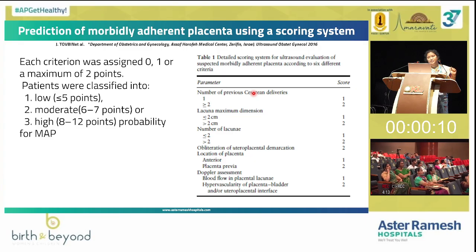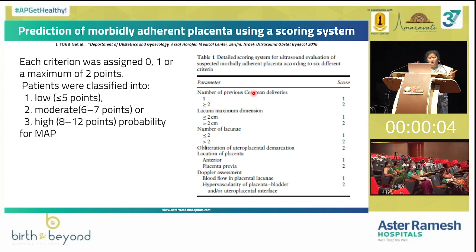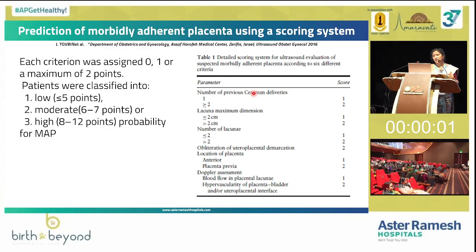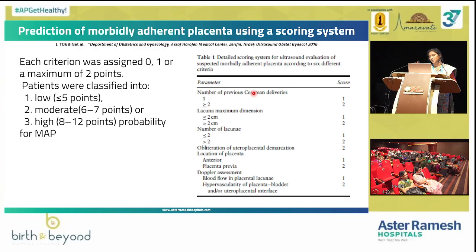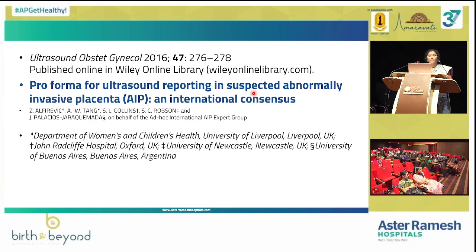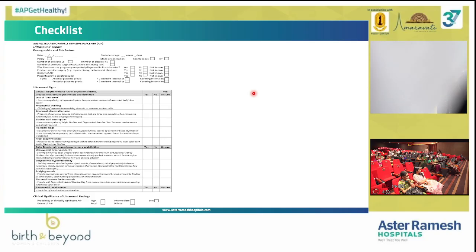And whether there is obliteration of the uteroplacental demarcation. Whether the placenta is anterior or posterior, anterior or placenta previa. And Doppler assessment: how is the blood flow in the placental lacunae, and hypervascularity of the placenta, bladder, and/or uteroplacental interface. Each criterion is given 1-2 points, and based on that we categorize. If the points are 8 to 12, then there is high probability for morbidly adherent placenta. This is a proforma where you need to tick all and see whether they come into high probability, intermediate probability, or low probability.